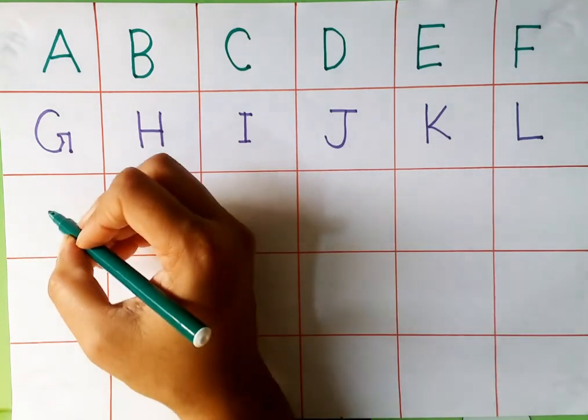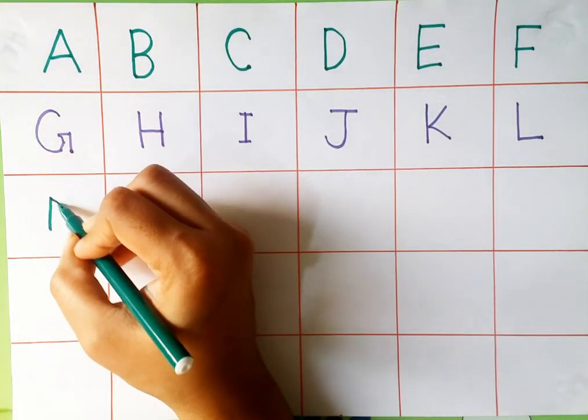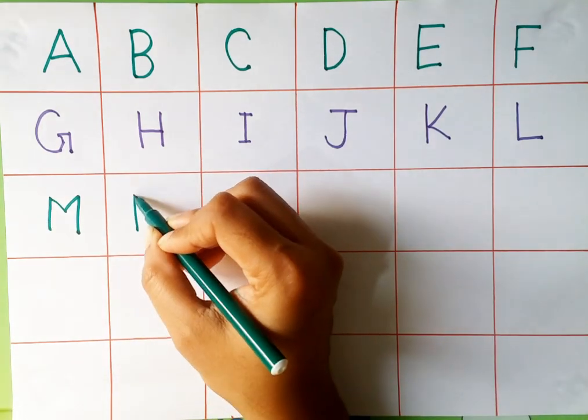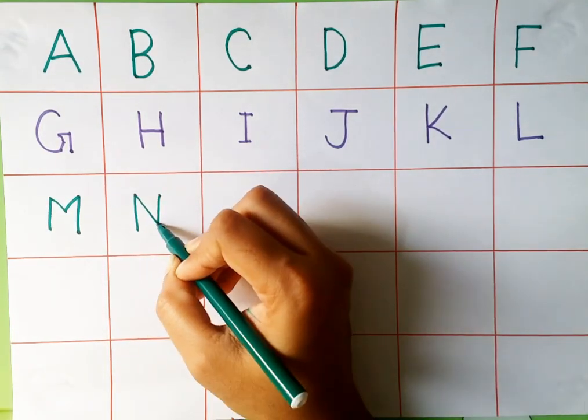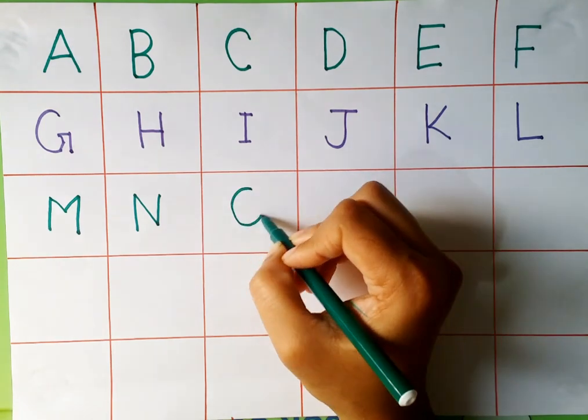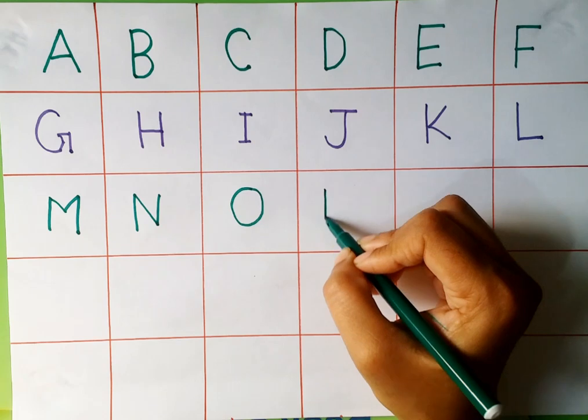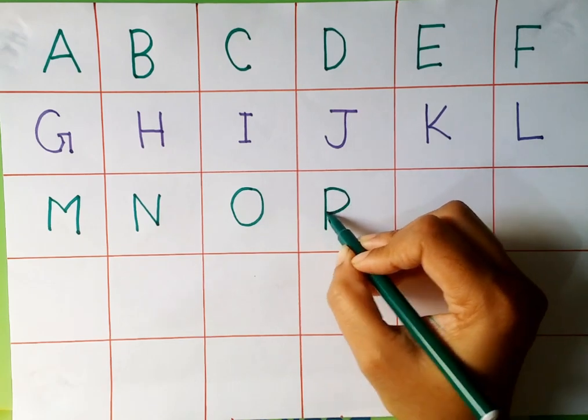Green color. M for mango. N for net. O for orange. P for pen.